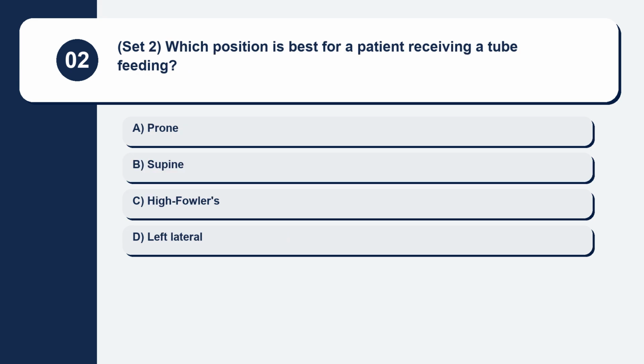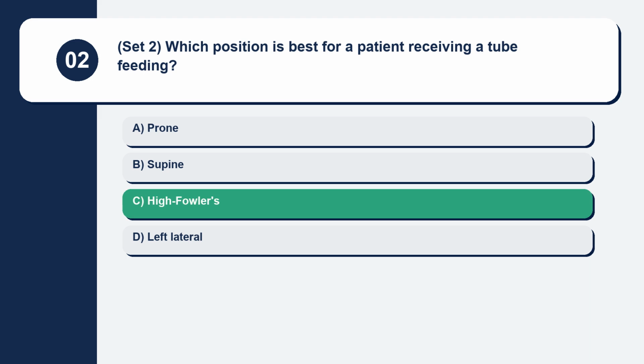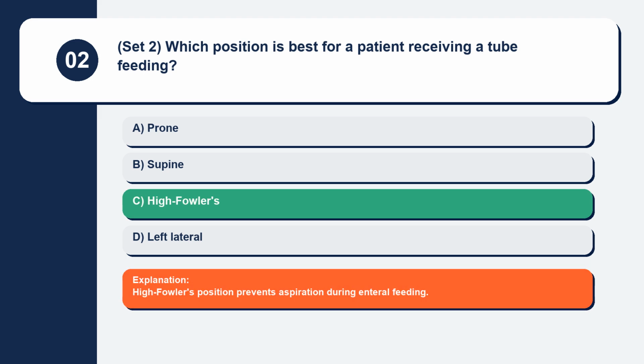Question 2. Set 2. Which position is best for a patient receiving a tube feeding? Prone, supine, high Fowler's, left lateral. High Fowler's position prevents aspiration during enteral feeding.